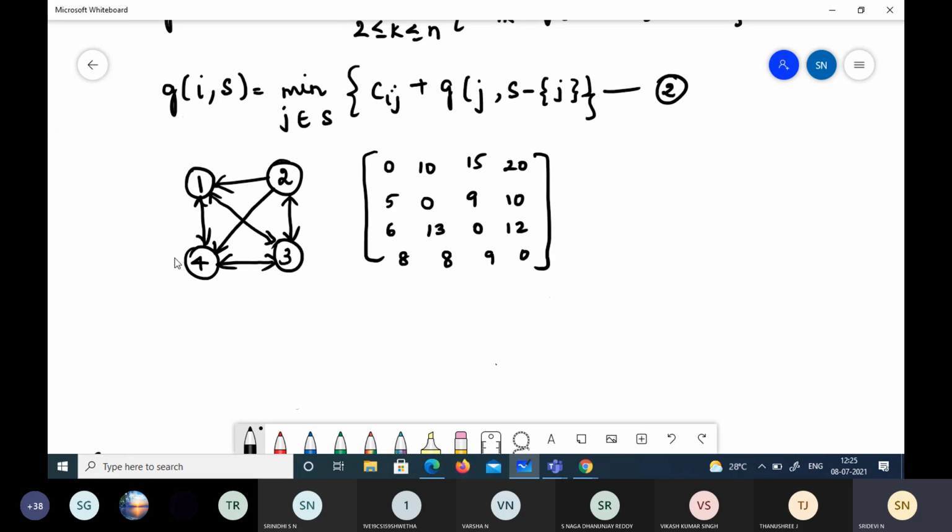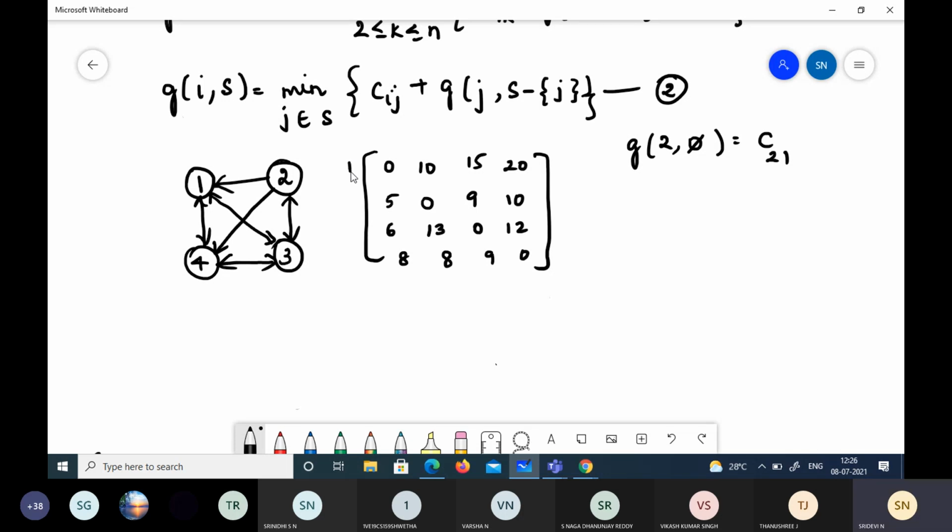So first we calculate g of 2 comma empty set. Here this is I and this is S, as you see. S is a null set initially, so we consider it as terminating at 1. From 2 we are finding a path to 1. So c of 2 comma 1.